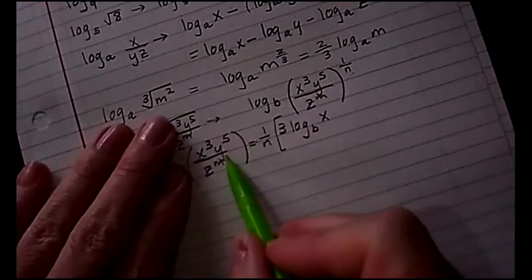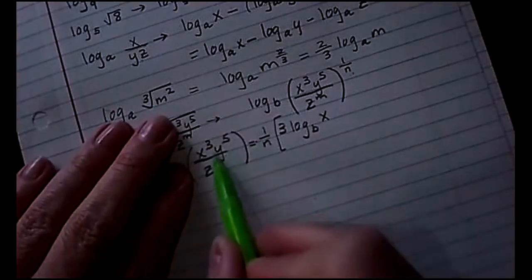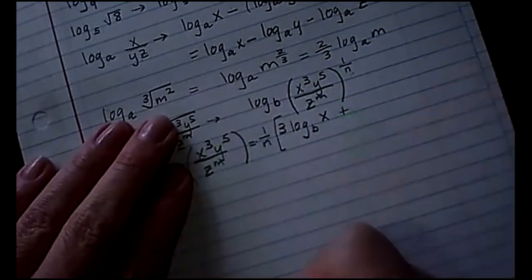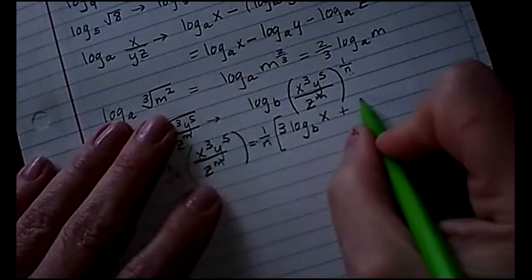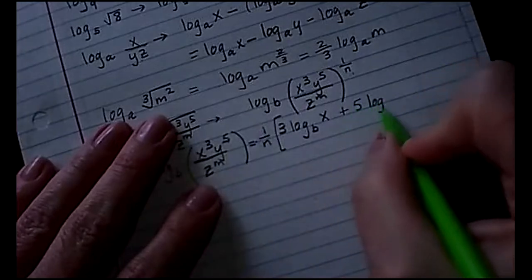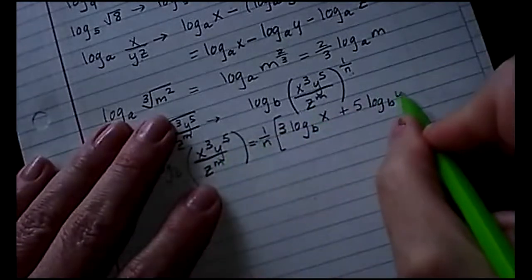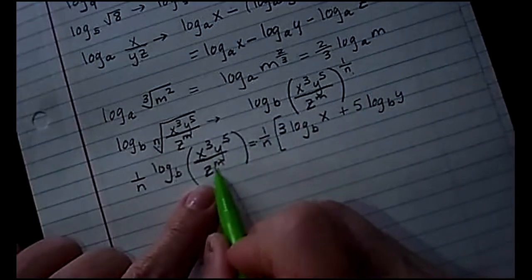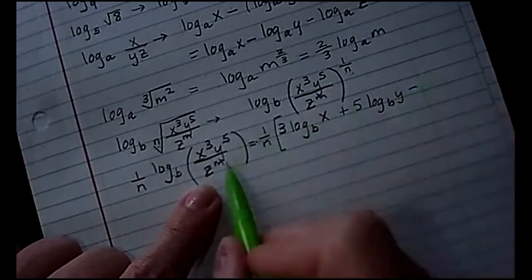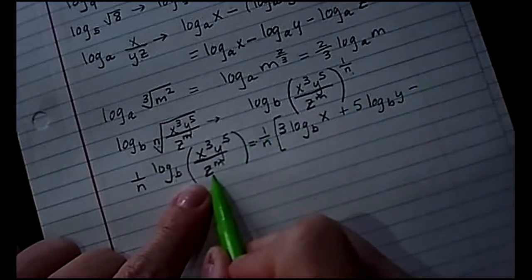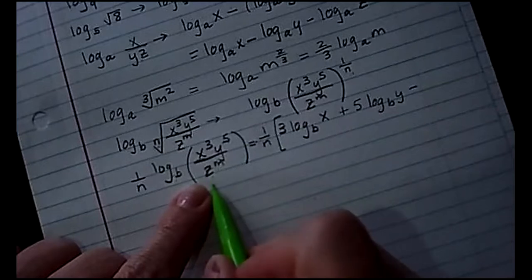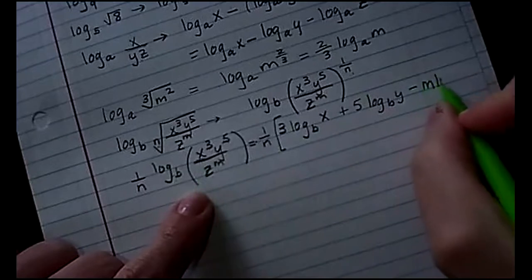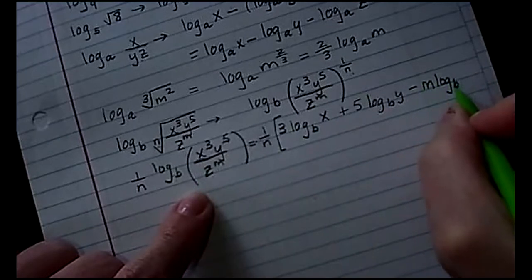But now we're just working inside the parentheses, all right? So now this is a multiplication. So what does that mean? That means I'm going to add it. And we're going to bring the 5 down. So we're going to have 5 log b of y. Okay, and then now we have a quotient, so we're going to subtract. But notice I don't have to put parentheses because I just have one variable down here. Before I had an xy, now I just have z. So we're going to bring the m down to the front, m log b of z.